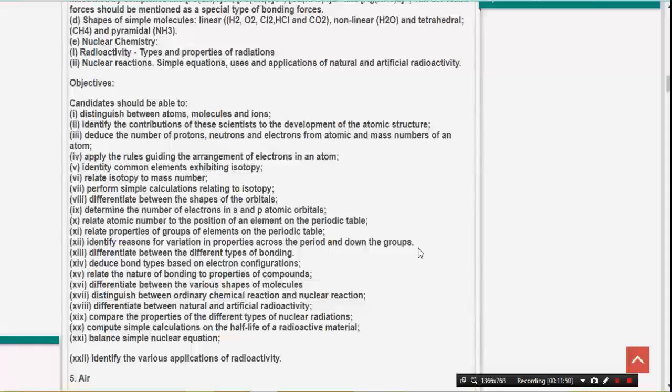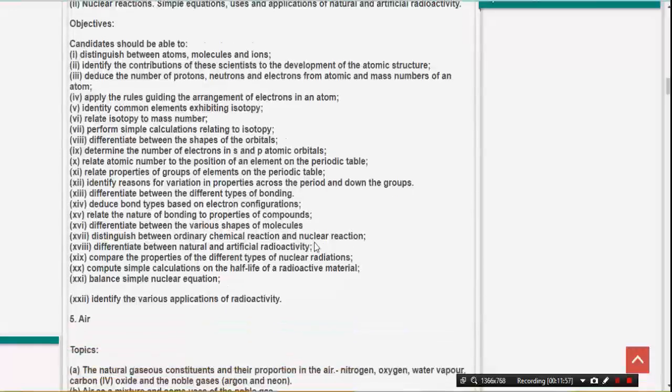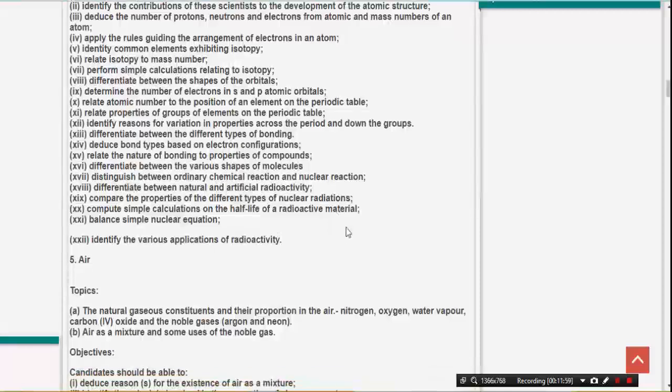And so on. There are other objectives below. It is too many. I will not be able to list them all because of time.